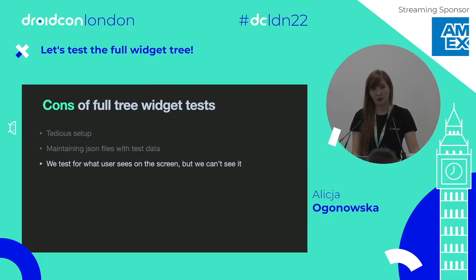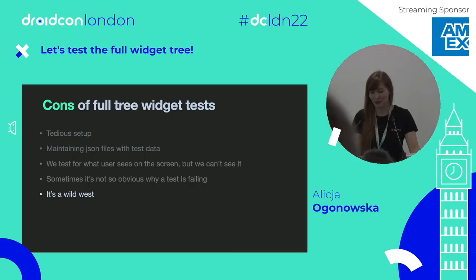And also we test for what the user is seeing on the screen, but we are not actually seeing it. So sometimes it may be tricky to know what is actually happening in those tests. Yeah, it's not so obvious why a test is failing. So in the end, I will give you some tips and tricks how to debug them. And it's a wild west out there because this topic is not that popular. So maybe after this presentation, it will change.